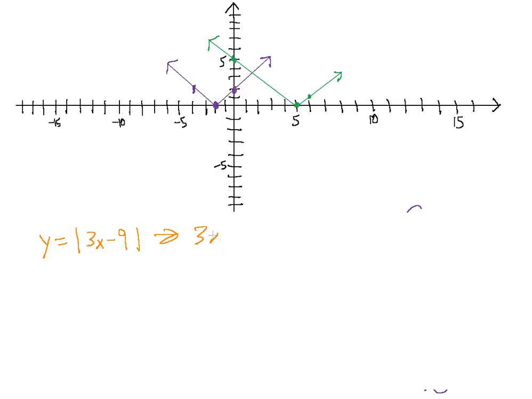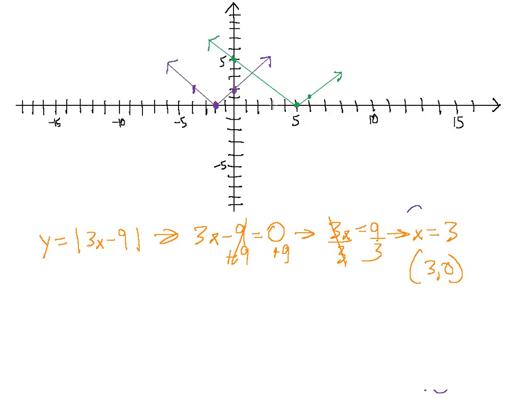So we have 3x minus 9. We're going to set the expression inside the absolute value bars equal to 0. Let's go ahead and add 9 to both sides. Those two terms cancel, so we have 3x is equal to 9. Let's divide both sides by 3 to isolate our variable. So we have x equals 9 over 3 is 3. So we have the point 3, 0 as our vertex. So 3, 0 is right here.